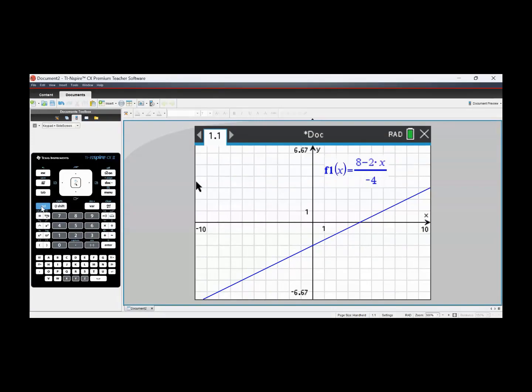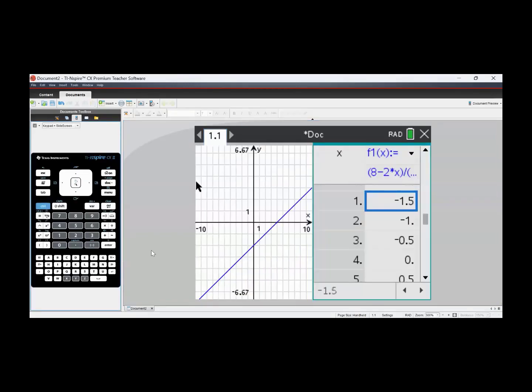I know you all know how to Control T and look at the table. In the past, I also know that you've used this to find your y-intercept when the value of x is 0. You just scroll through the table, and you could find your x-intercept by scrolling and finding where the y is 0 and find the matching x.